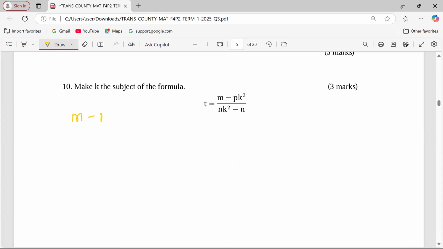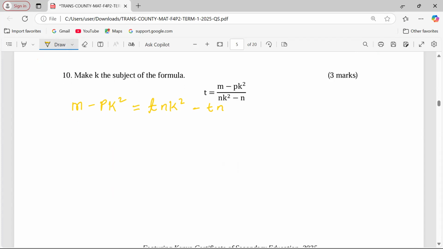M minus PK squared, that one remains that way, equals, now T multiplies everything, TNK squared minus TN. Now, at this point, we can group the terms with K together and the terms without K to another side. So this negative TN can be brought here such that we have M plus TN, because it was negative on the right, it becomes positive.